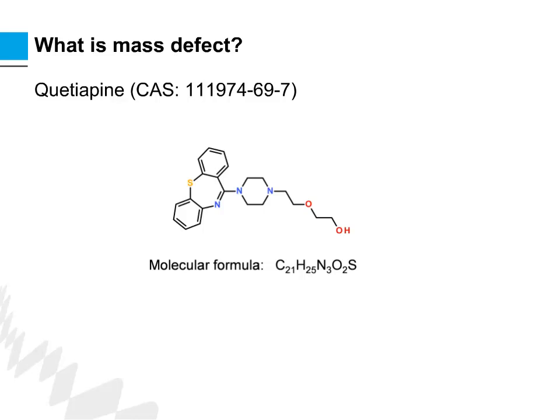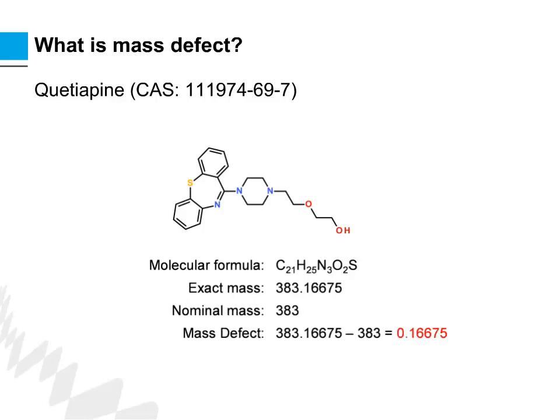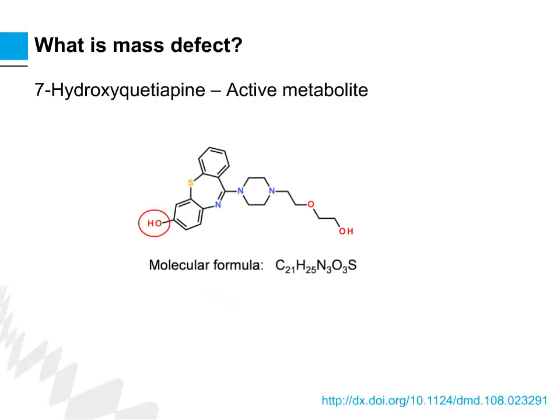Quetiapine, also known as Seroquel, is a short-acting atypical antipsychotic drug which is used for the treatment of schizophrenia, bipolar disorder and depression. To calculate the mass defect of quetiapine, we subtract the nominal mass of the structure from the exact mass. So, in this case, the exact mass is 383.16675 and the nominal mass is 383. Therefore, the mass defect is 0.16675.